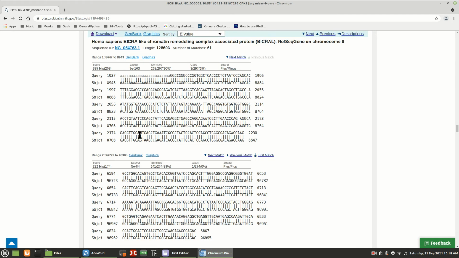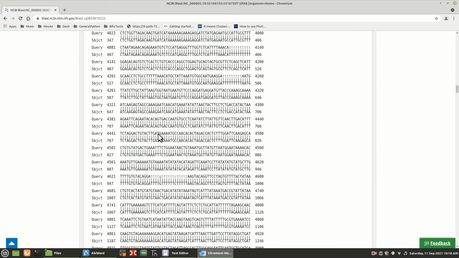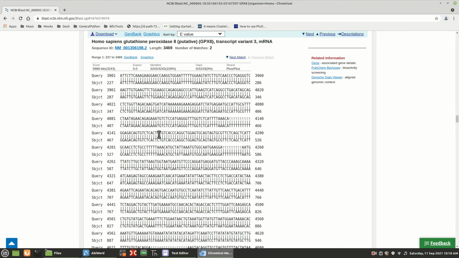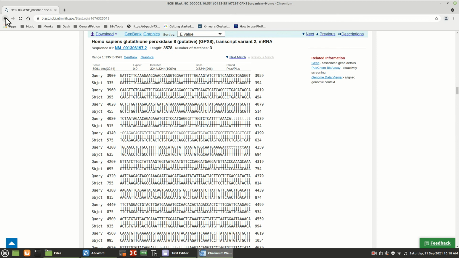We've got dogs barking in the background, if you can hear them. But this is interesting. So we find that there is something that has quite a bit of similarity to GPX8. Go back. That would be interesting and worth looking at.